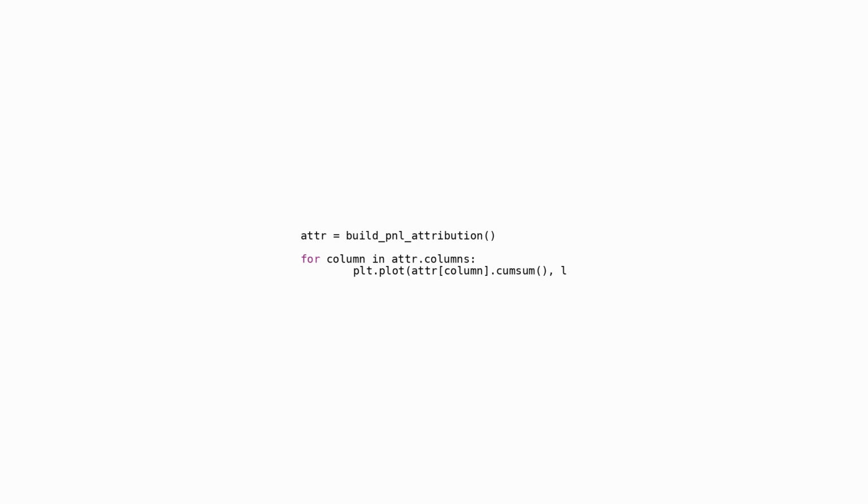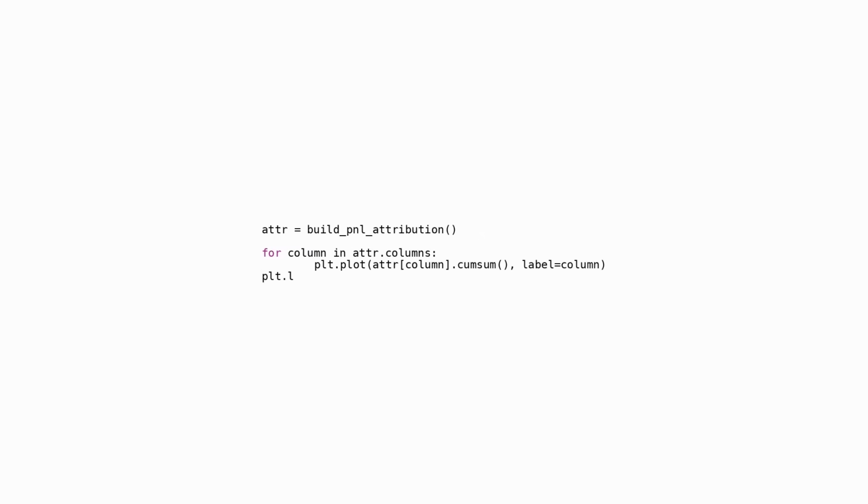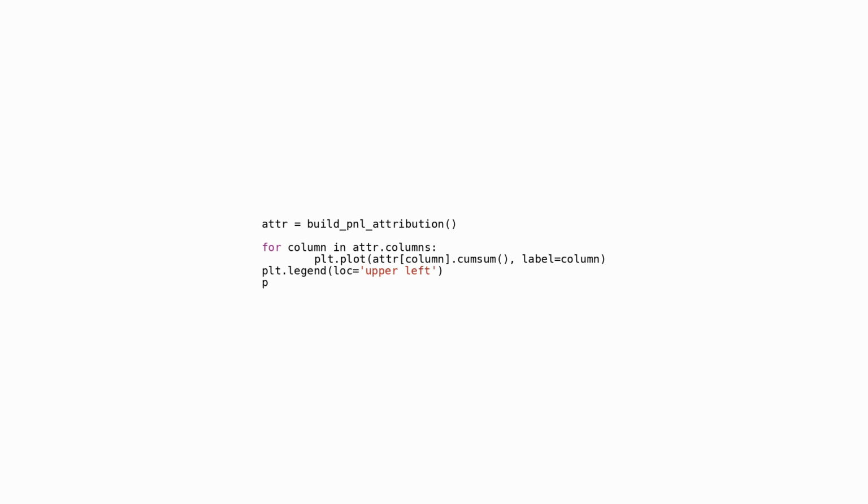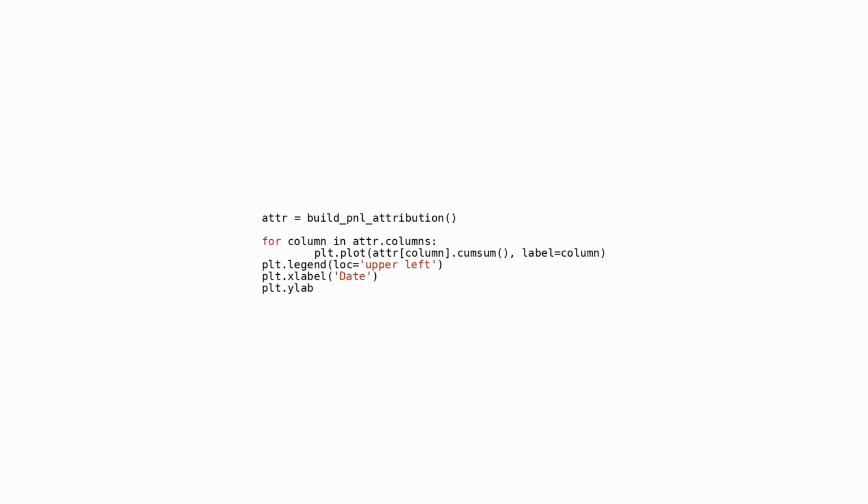For each column in this data frame, the code then plots the cumulative sum of that specific P&L component, creating a line graph. This would give the user a visual representation of how each component contributes to the overall P&L over time. The use of plt.legend, loc equals upper left, adds a legend to the plot, which helps to identify each component's line in the graph.